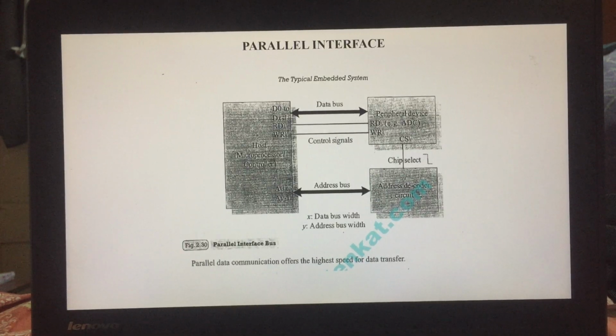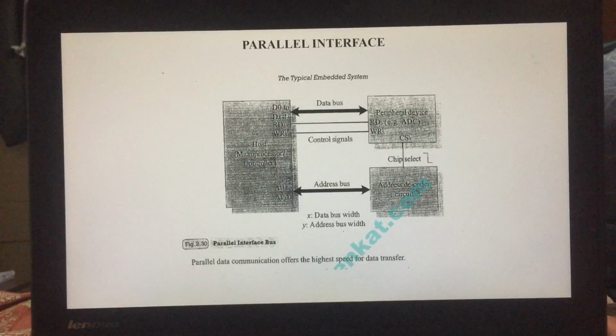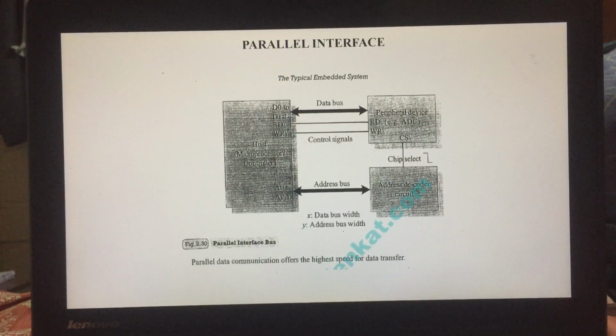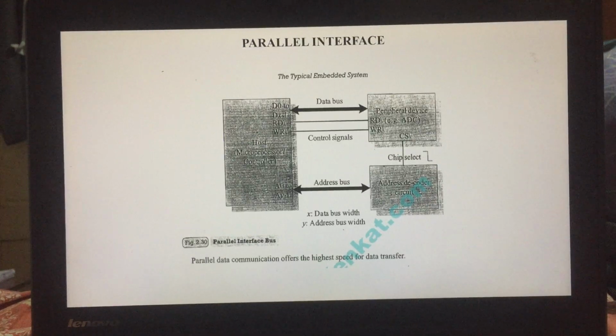Parallel communication always obeys strict timings. Parallel communication is host processor initiated. If the device wants to initiate the communication, it can inform the processor through interrupts. The width of the parallel bus is the width of the data bus of the host processor. It can be 4-bit, 8-bit, 16-bit, 32-bit or 64-bit, etc. Parallel bus communication offers the highest speed for data transfer.